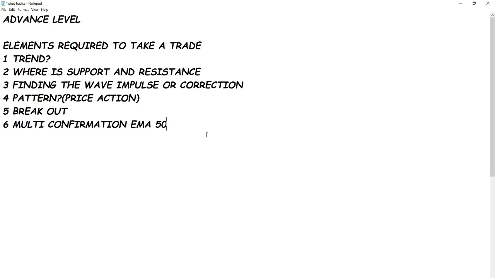Multi confirmation with exponential moving average 50. What is multi-confirmation? When we try to execute our trade, we multi-confirm the price to make sure that we do not make any mistake and we are executing our trade at the right time.